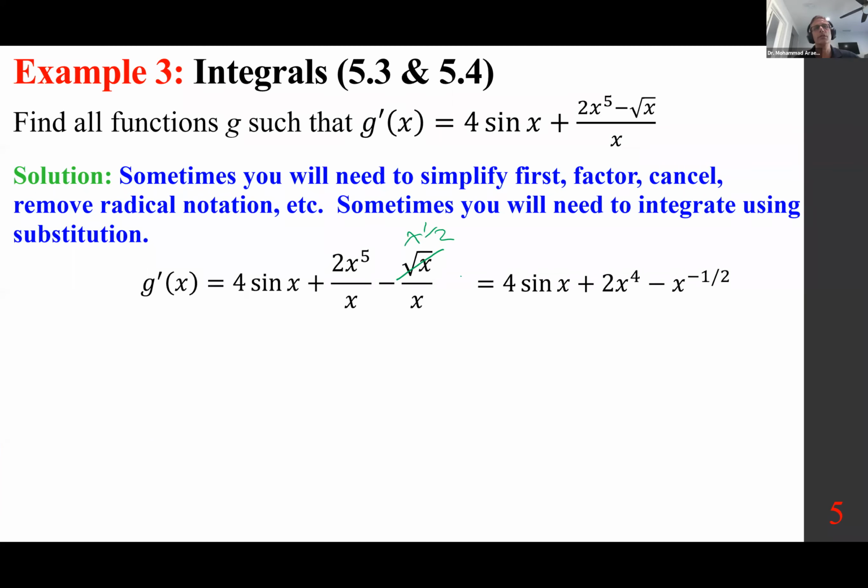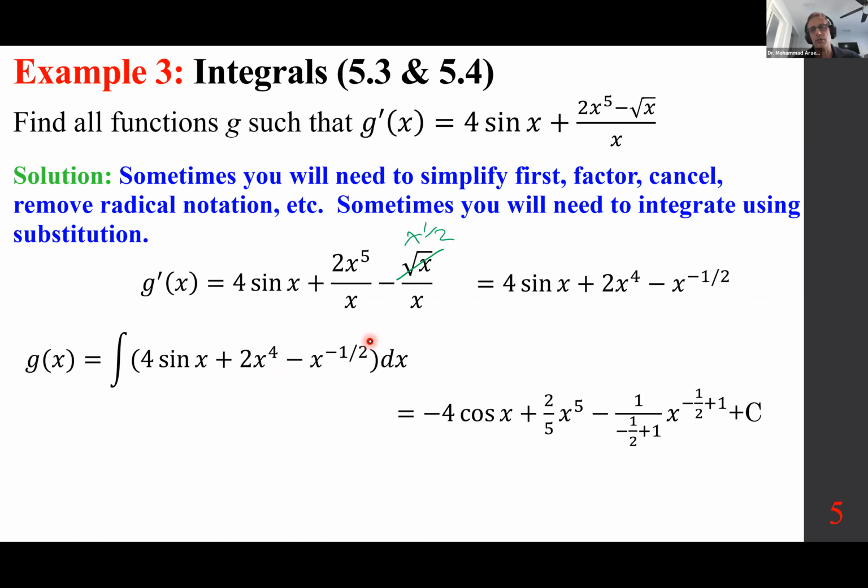We integrate to find g of x. Needless to say, when we are integrating, we tag along the x. The derivative of sine is cosine. The integral of that is negative cosine. So minus 4 cosine x plus 2 over 4 plus 1 is 5. 2 over 5 x to the power of 5 minus 1 over negative 1/2 plus 1 x to the power of negative 1/2 plus 1 and a constant.